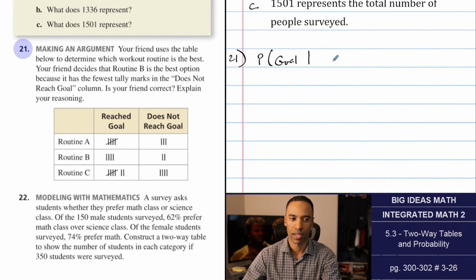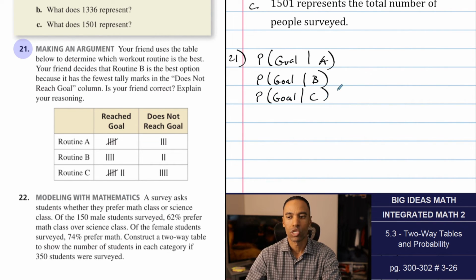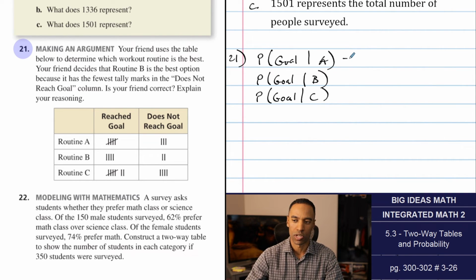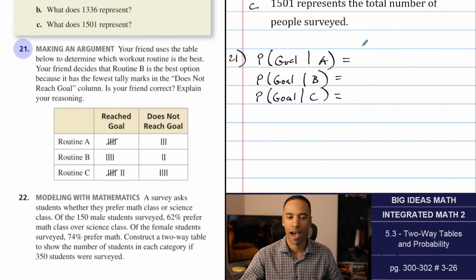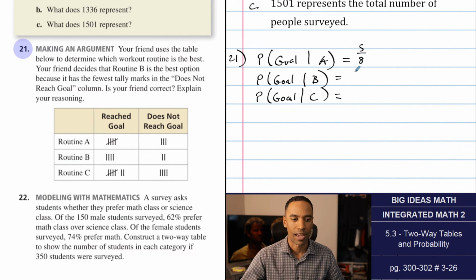Goal reached given routine A, probability of goal given B, and goal given C. I'm going to do it based on goal. I could do not goal, but then I'm coming up with the lowest number, and I just don't want to look at it that way. So first one is 5 out of 8. Next one is 4 out of 6. And last one is 7 out of 11.